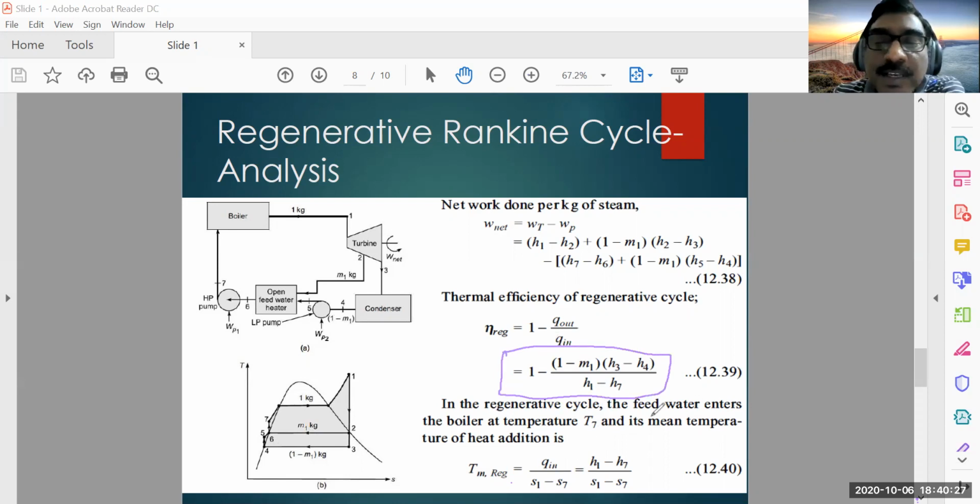So in the regenerative Rankine cycle, the feed water enters the boiler at temperature T7, and its mean temperature of heat addition is given by Q in. So here you see, this is S1 and this is S7. So the heat is getting added between S1 and S7. So (H1 minus H7) by (S1 minus S7) will give you the mean temperature of heat addition in a regenerative cycle.